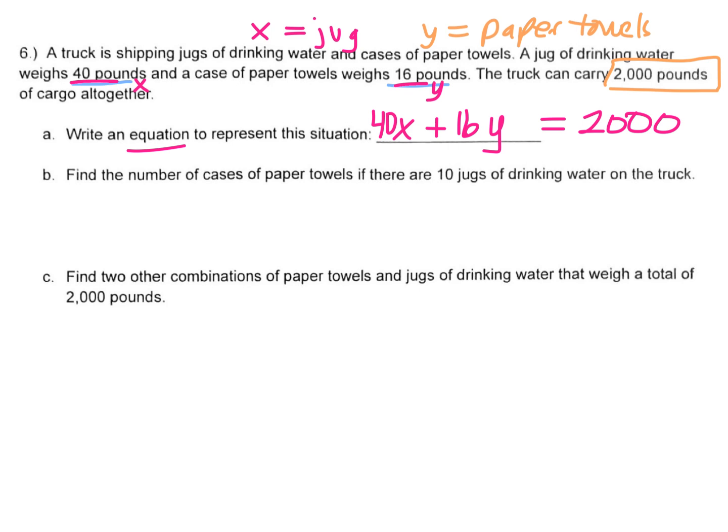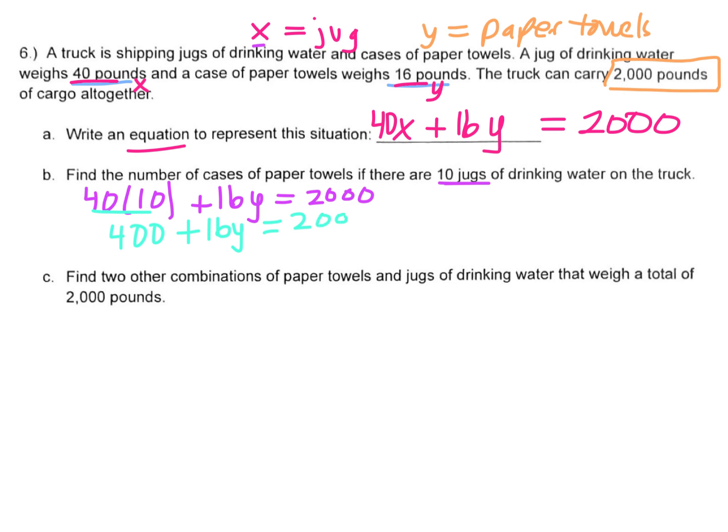Next, we're going to see how many cases of paper towels if we already have 10 jugs of drinking water. So we said our jugs of drinking water is going to be the X value. So 40, and in place of the X value, we have 10 jugs of water plus 16Y equals 2,000 pounds. Okay, so let's go ahead and do 40 times 10, which is 400, plus 16Y equals 2,000 pounds.